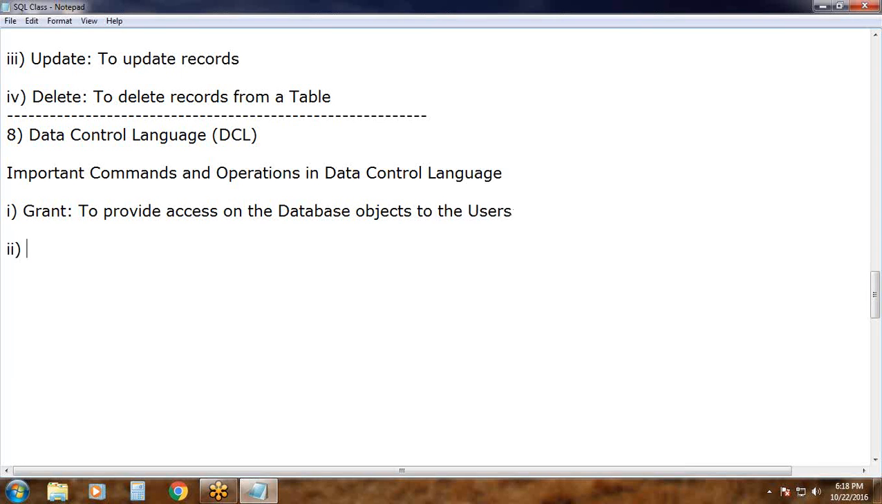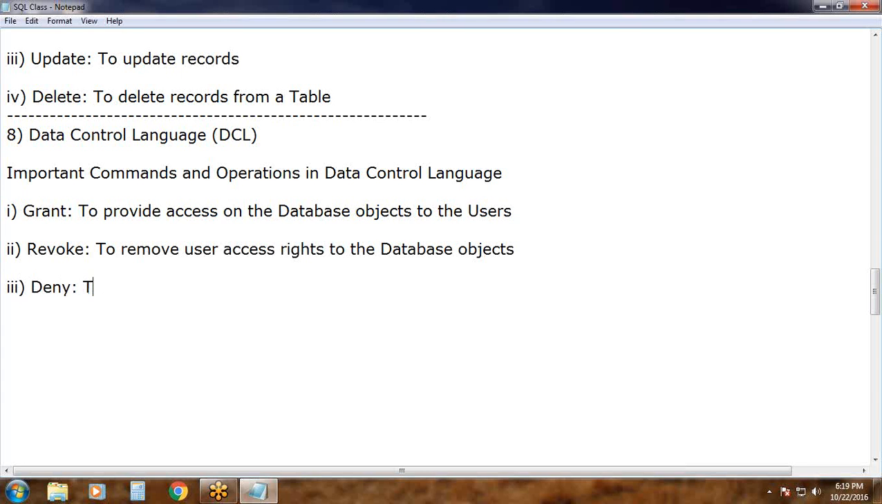Next, revoke, to remove user access rights to the database objects. Next, deny, to deny permissions to users. See, these are the important commands in DCL.